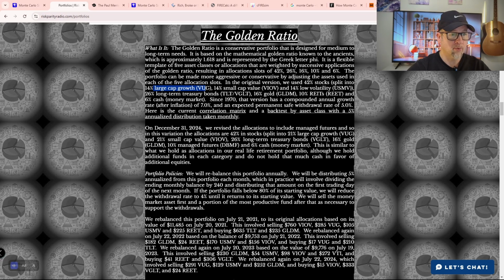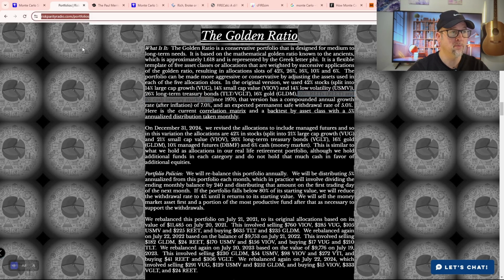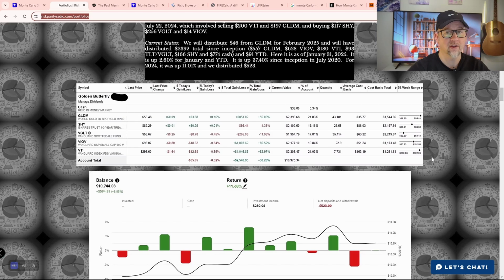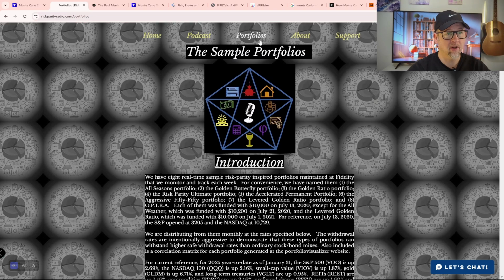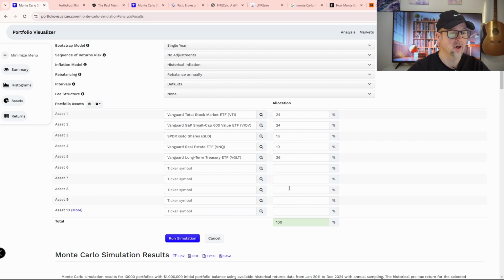So we get large cap growth, small cap growth, low volatility growth, 26% in long-term treasury bonds, 16% in gold, 10% in REITs, and 6% cash money markets. Okay, so that's what the golden ratio is, and it's pulled from this website called riskparityradio.com. Okay, and you can find that by typing it in and going to portfolios, and you can see what they have. Okay, so now we put in those items there.